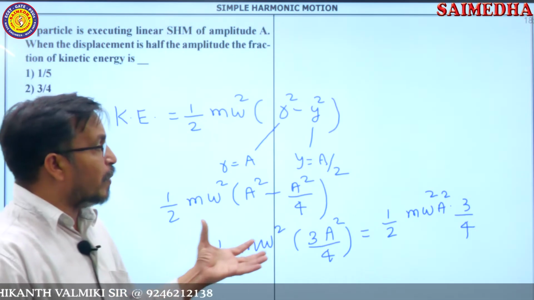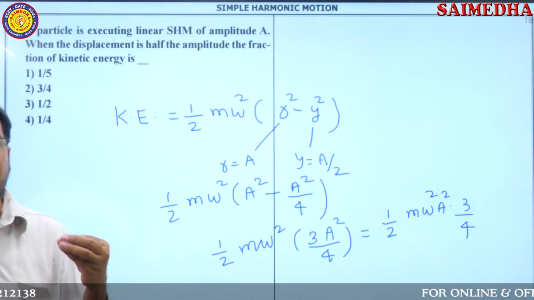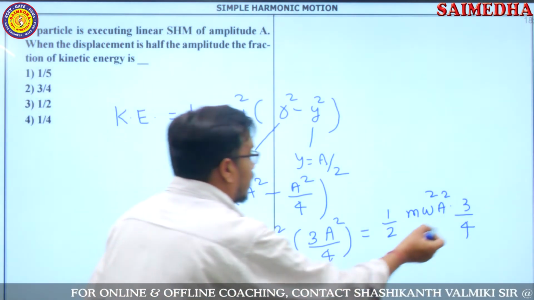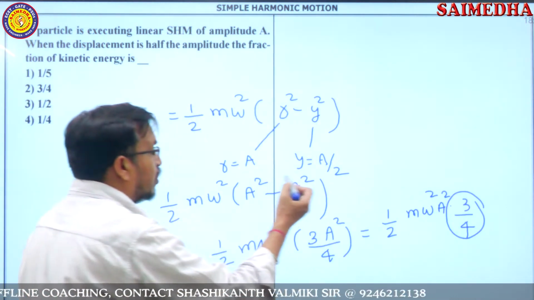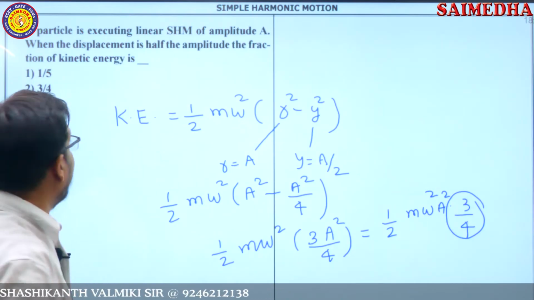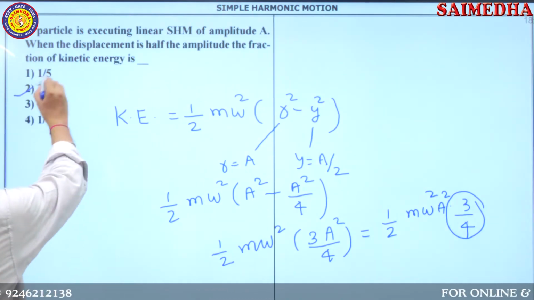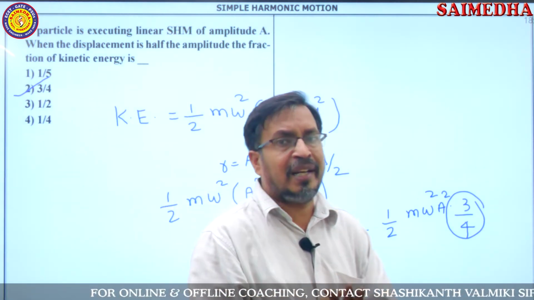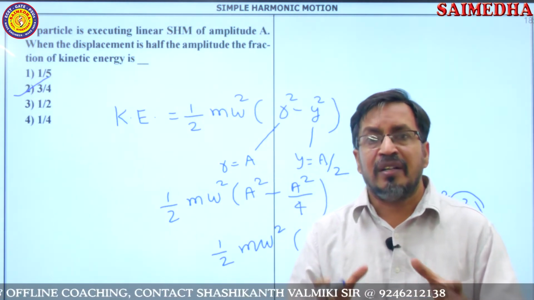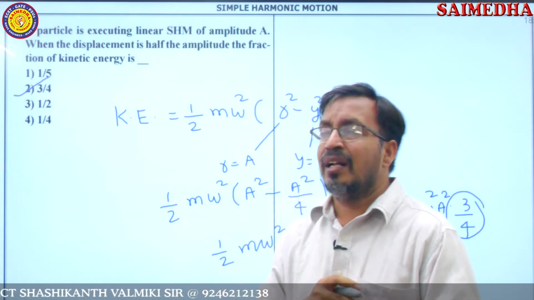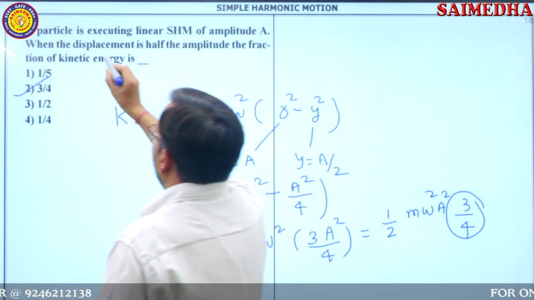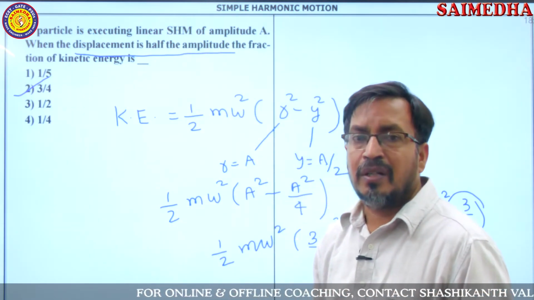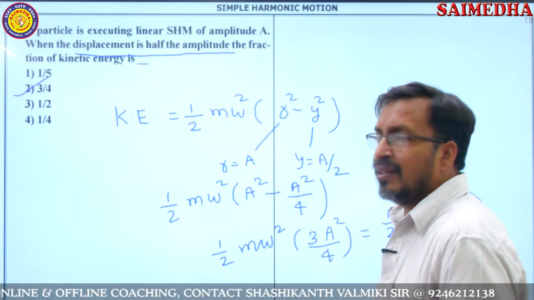What is half m omega square A square? That is the total energy. Therefore the answer is 3 by 4 times the total energy. Hence, among the 4 options, option 2 is correct. So, first write the kinetic energy equation. In that, substitute the displacement condition. What condition is given? When the displacement is half of the amplitude. So, what is the answer? 3 by 4.